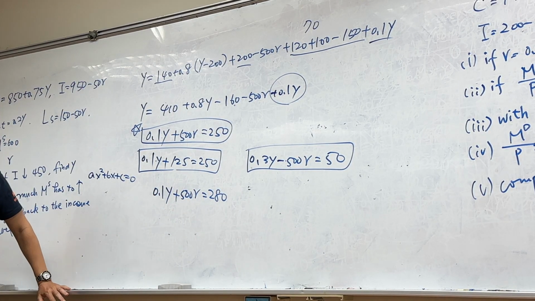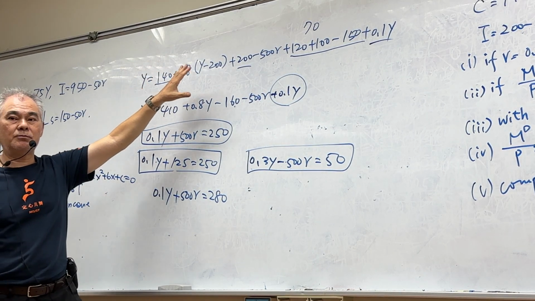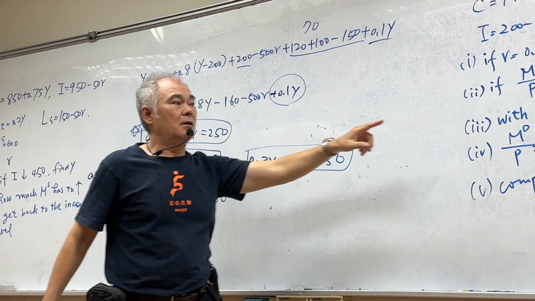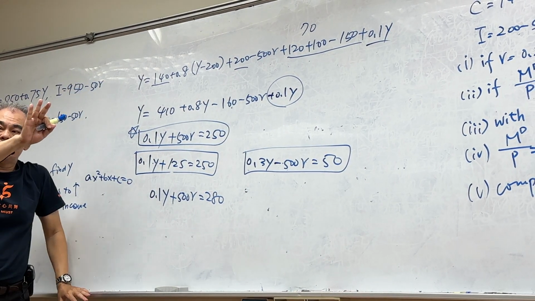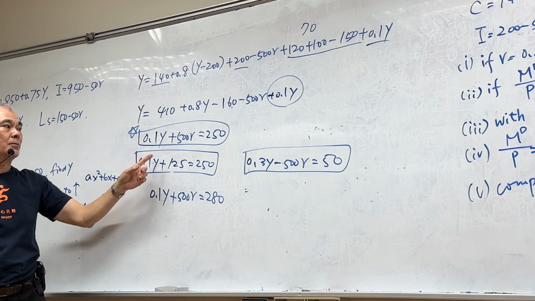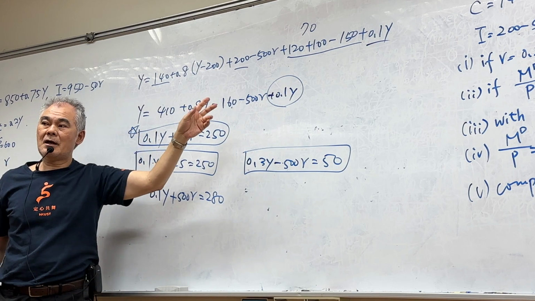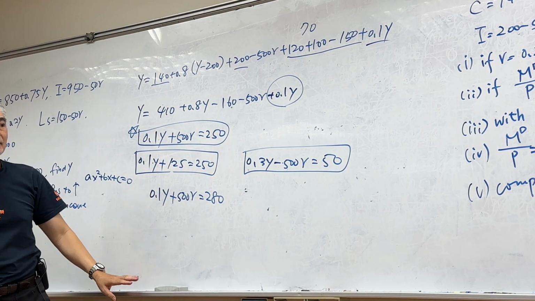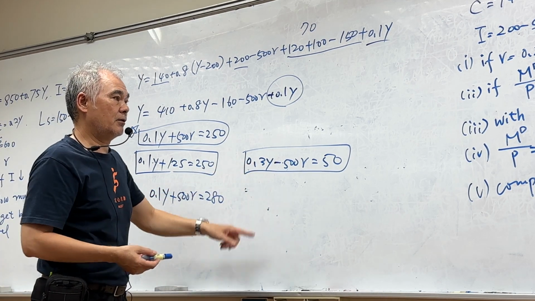Questions? Because C plus I plus G plus X minus M is on the right hand side, and X increases by 30, the right hand side increases by 30. The original one is 0.1y plus 500R is equal to 250, so if the right hand side increased by 30, you just add 30 to that equation and you get it. Okay, so this is still the LM curve.